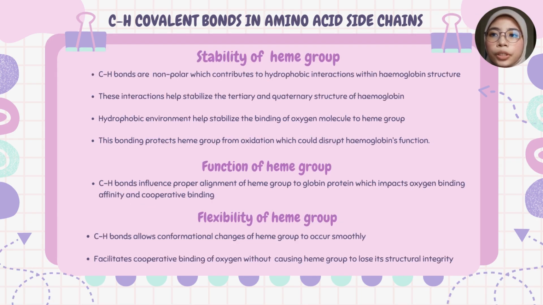Next, we go to the carbon-hydrogen covalent bonds. They influence the stability of the heme group because they stabilize the tertiary and quaternary structure of hemoglobin, help stabilize the binding of the oxygen molecule to the heme group, and also protect the heme group from oxidation. The covalent bonds also influence the function of the heme group because they influence proper alignment of the heme group to the globin protein, and they also influence the flexibility of the heme group because they allow conformational change of the heme group to occur smoothly and facilitate the cooperative binding of oxygen.